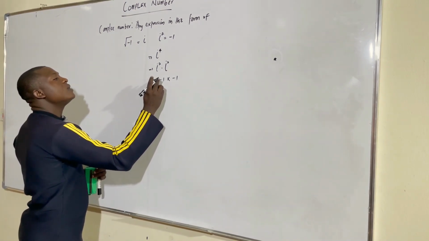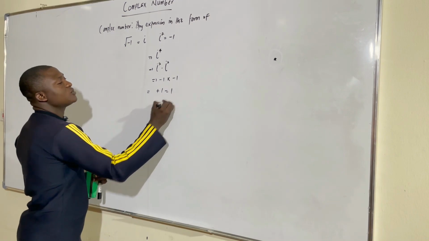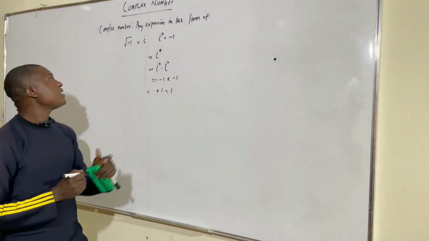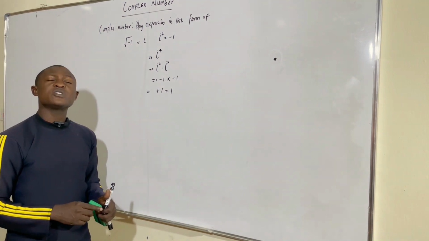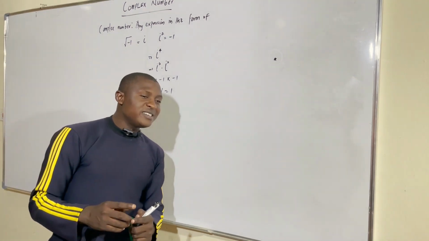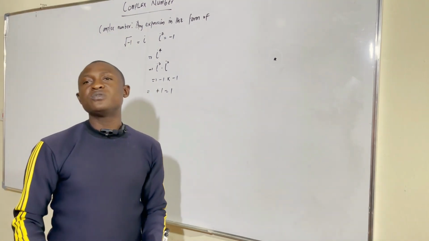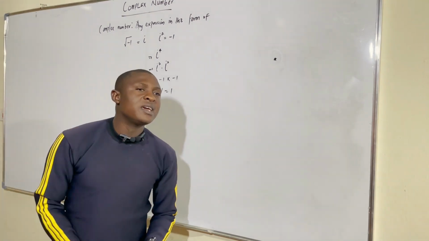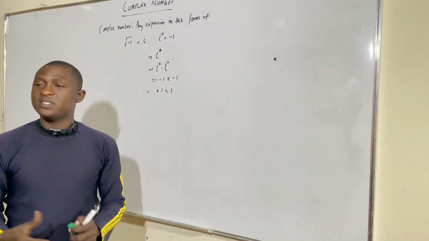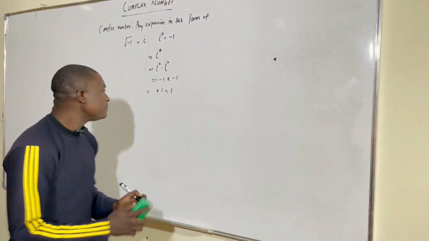Then if I have 1 times 1, which is 1. So that means whenever I have i^4, it's the same thing as 1. i raised to power of 4 is the same thing as 1. So, meaning, in some cases, they might try to complicate the issue. Don't be confused. It's still the same logic. You will be asked to find either i^4, i^10, i^20, i^40. I'll break them down one after the other.